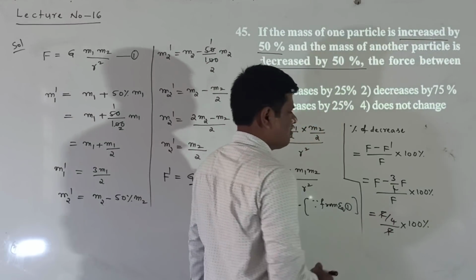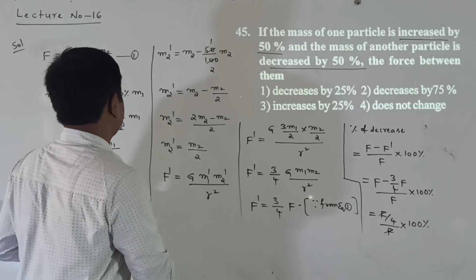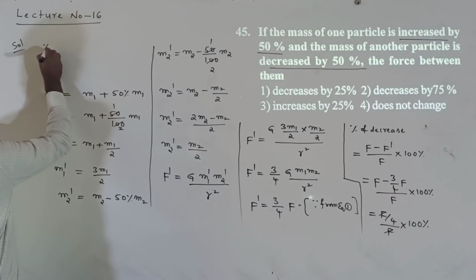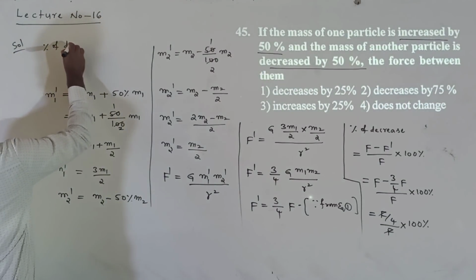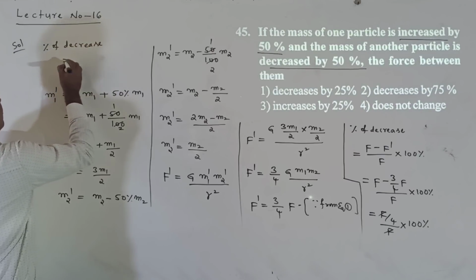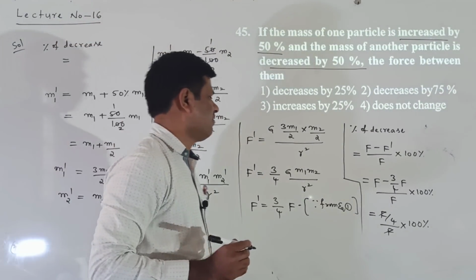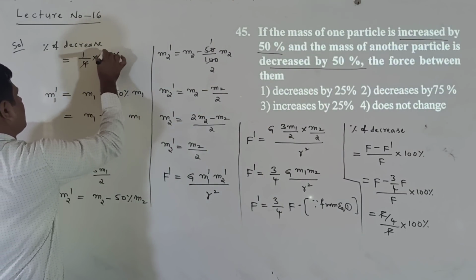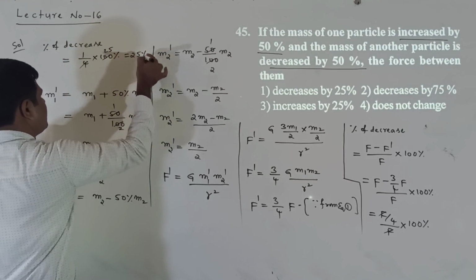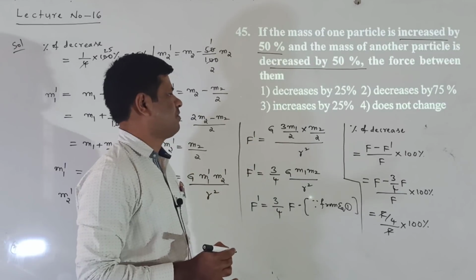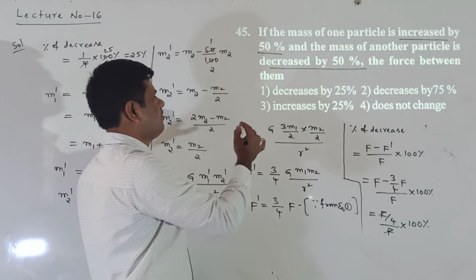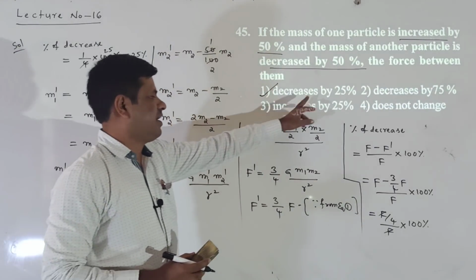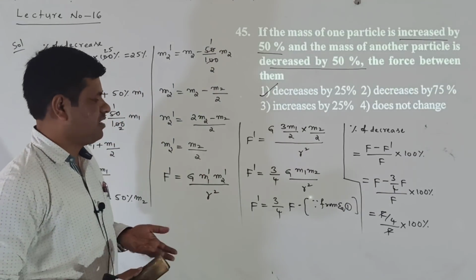Now F and F get cancelled. Now what are we getting here? That is the percentage of decrease is equal to, F cancels, remaining 1 by 4. 1 by 4 into 100% means 4 twenty-fives are 100, so how much percentage here? 25%. Means it decreases by how much? Percentage of decrease is 25%. Now, why are we finding the decrease here?